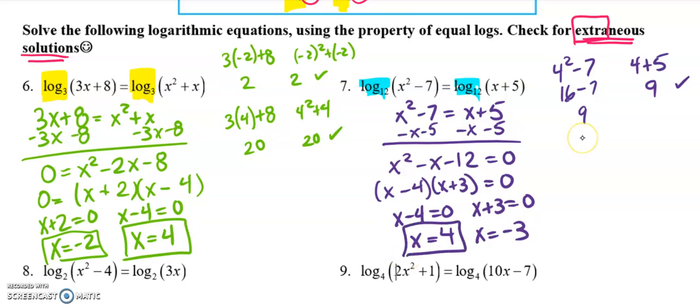Then we plug in the negative 3. Negative 3 squared minus 7: 9 minus 7 is 2. Negative 3 plus 5 is 2. Can I take the log of 2? I can. 2 equals 2. Therefore, the negative 3 also works.